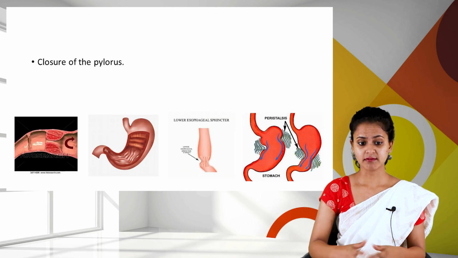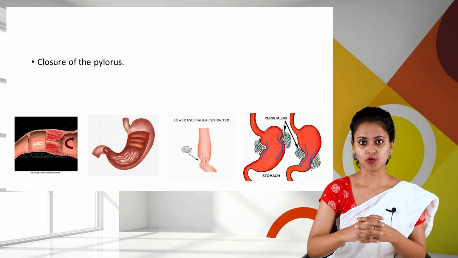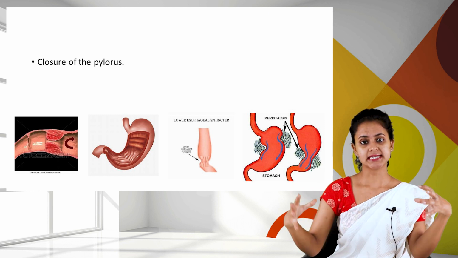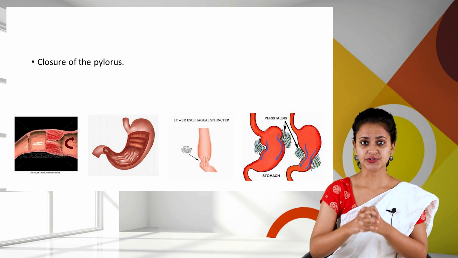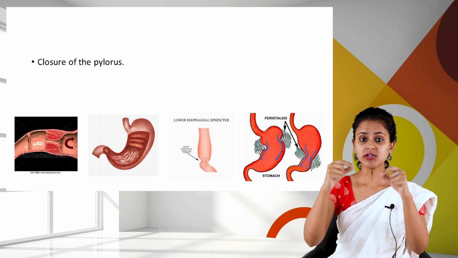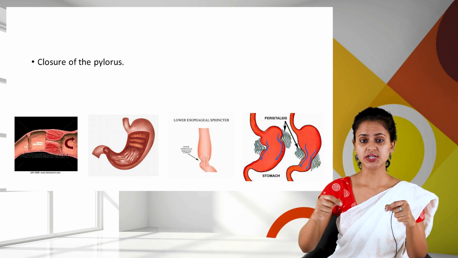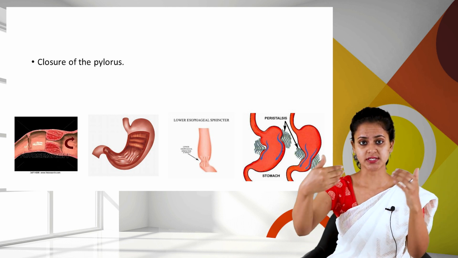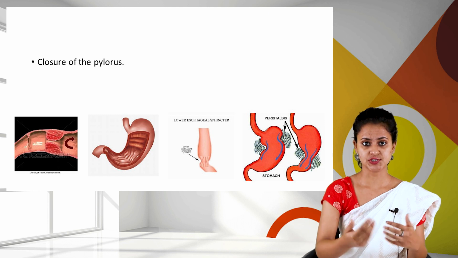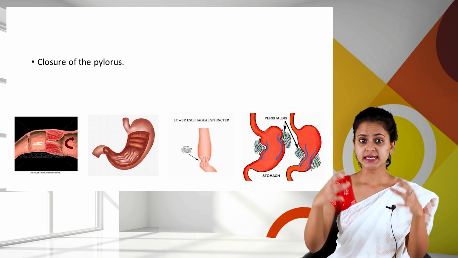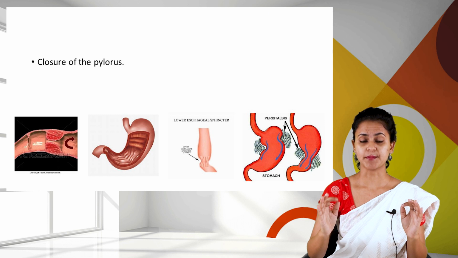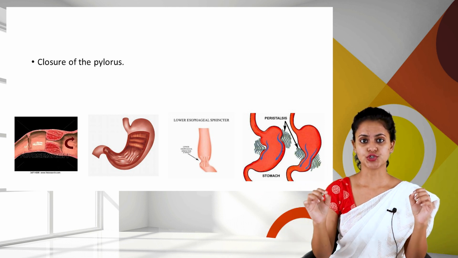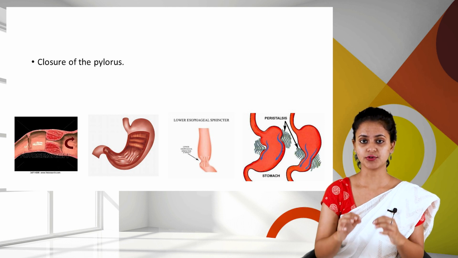Next, we are going to see a complete closure of the pylorus. As we know, in between the stomach and intestine there is a pylorus ring. Now, this pylorus ring is normally opened in order to progress the food particles from the stomach to the intestine for further digestion and processing. But here, in the third step of the complex activity of vomiting, there will be a complete closure of this pylorus ring.